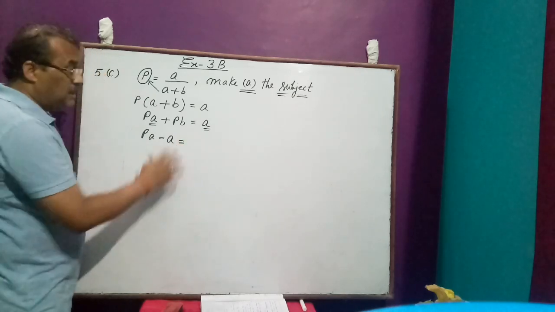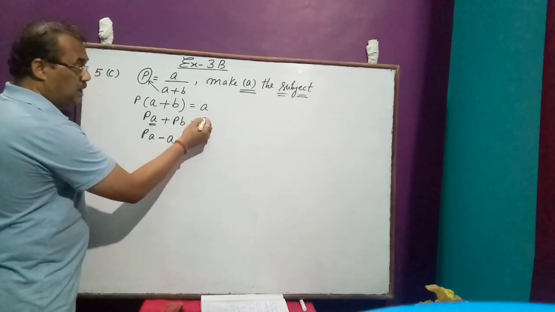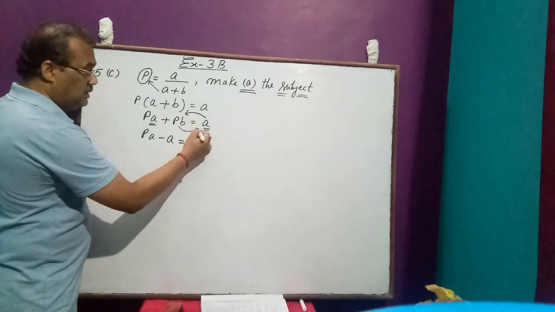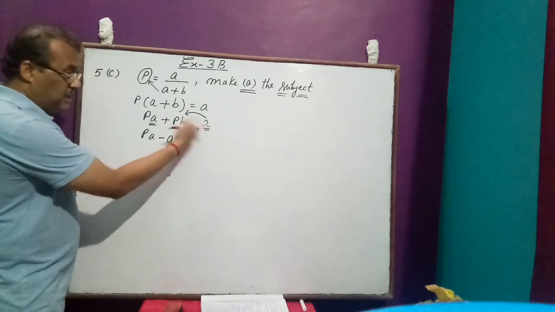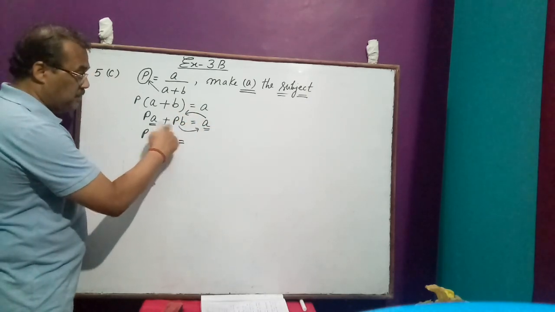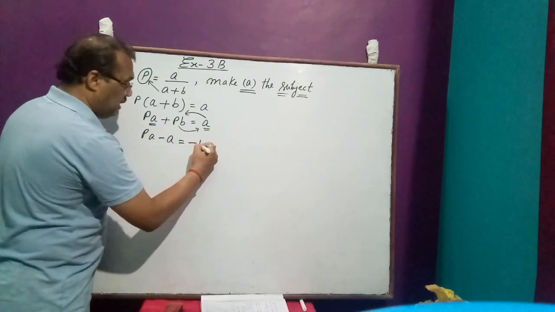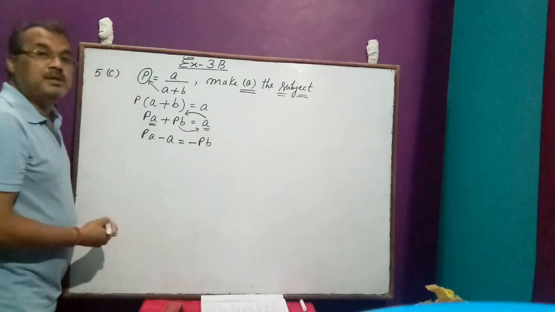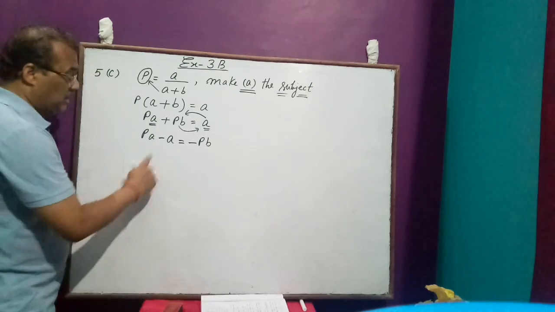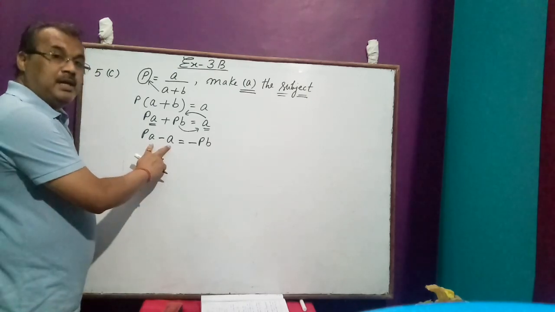And at the same time, this PB we will shift to this side. So A moves here and PB moves this side. A is positive here, it moves here as minus A, and this PB is positive here, it moves that side, so it is minus PB. Clear?